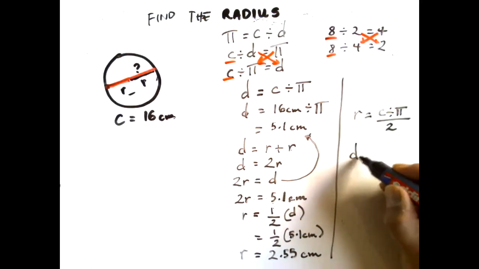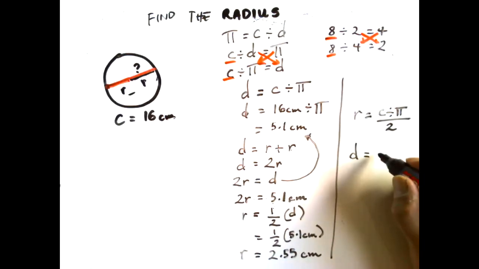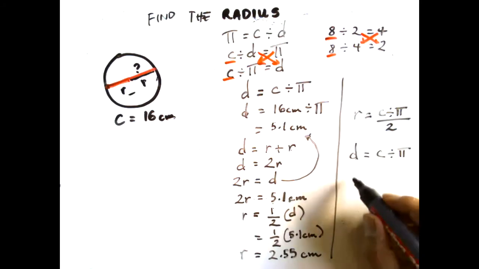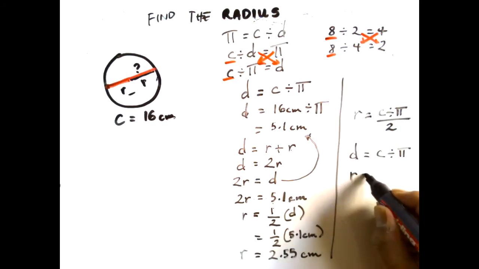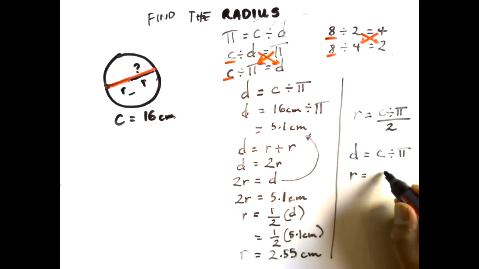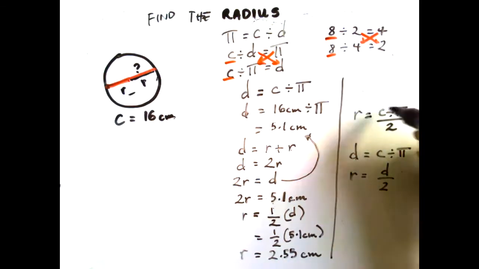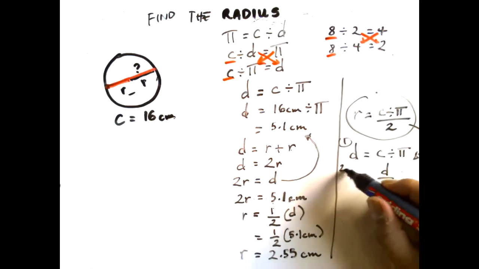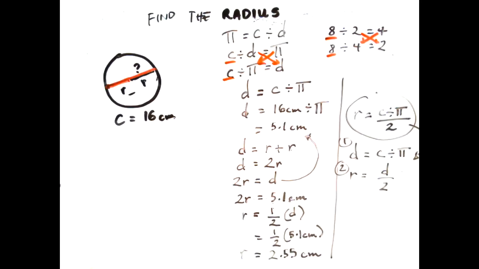First you get the diameter, which is essentially c divided by pi. And then once you get the diameter, the radius is half of the diameter. So this whole formula here is really divided into two parts, this one and the other one. So I hope that was clear.